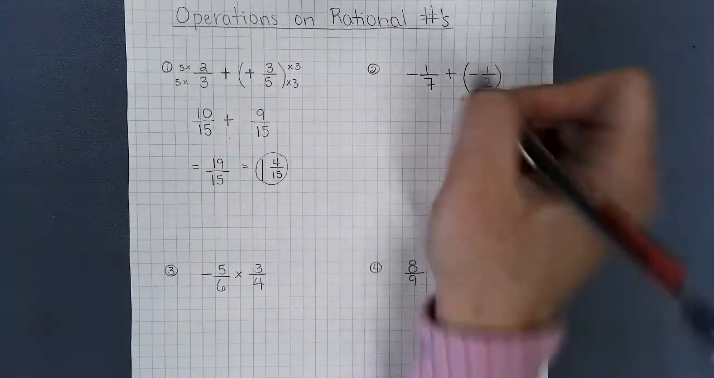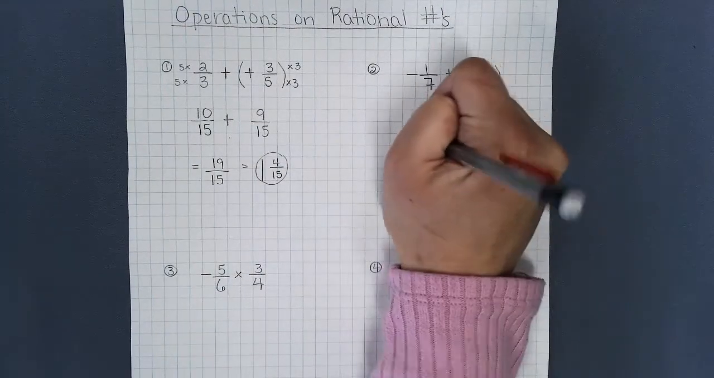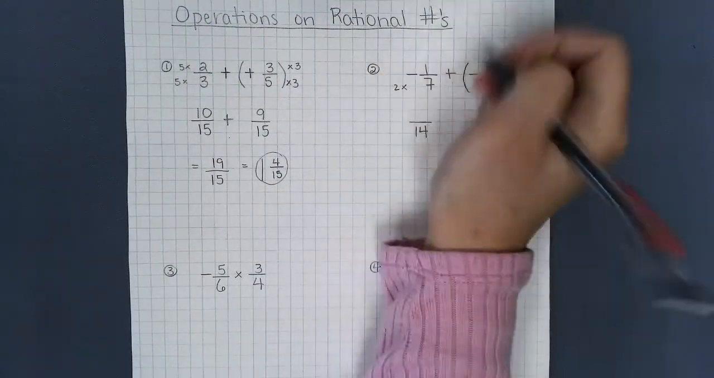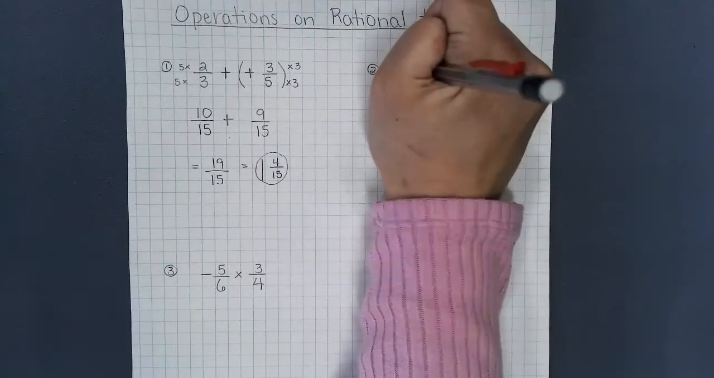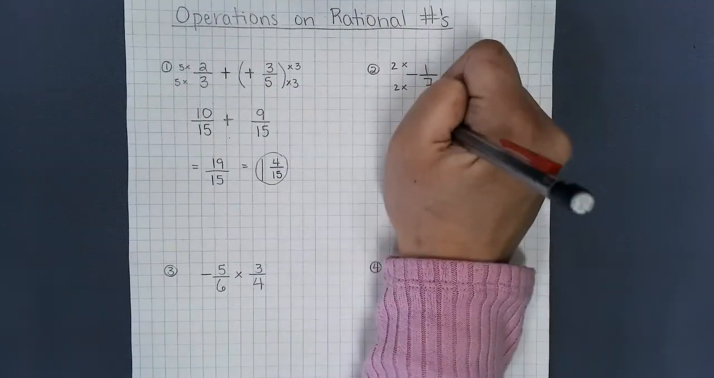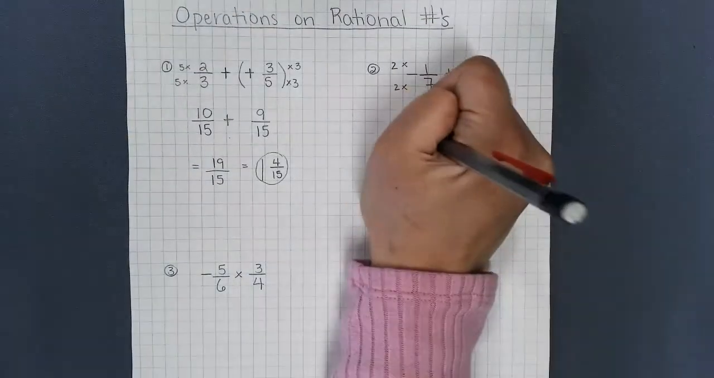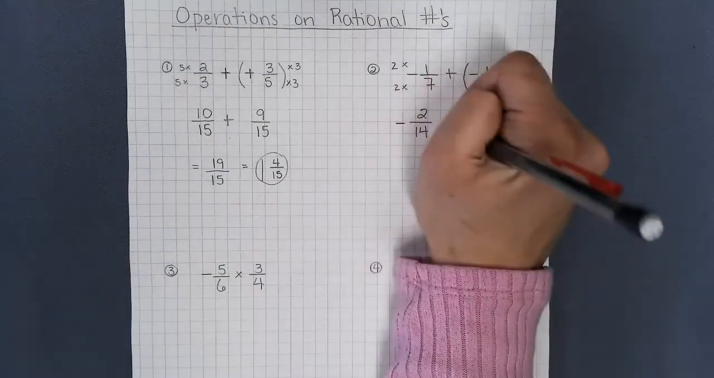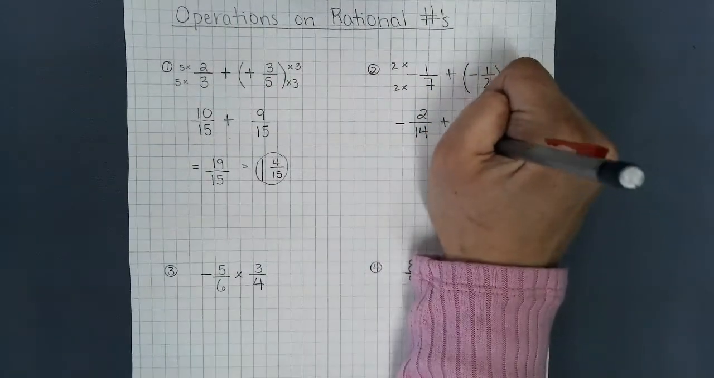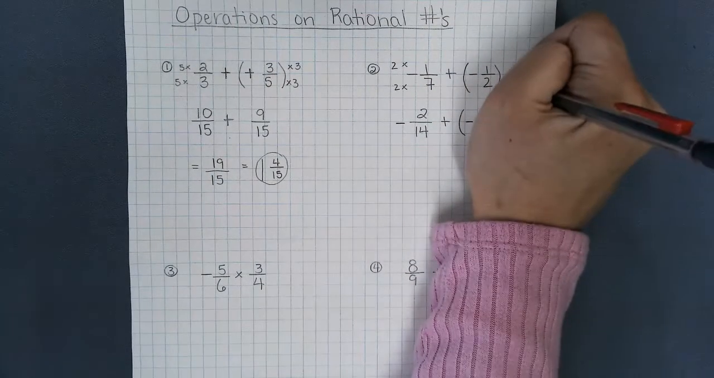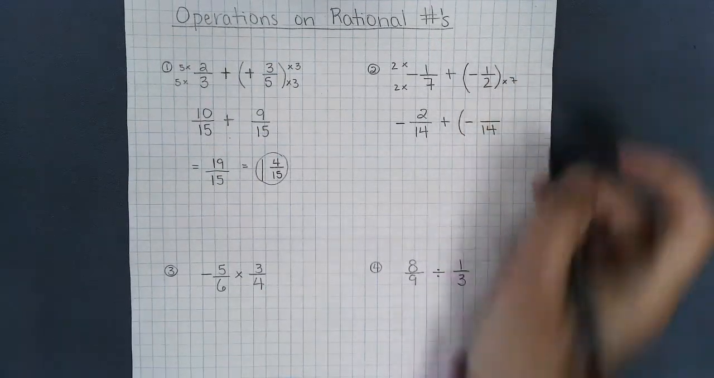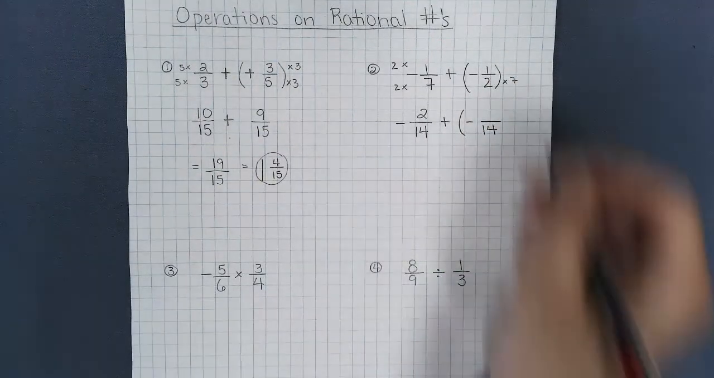I need to find a common denominator. The one that I'm going to use is 14ths, because I know 7 times 2 is 14, and 1 times 2 is going to give me a 2. Don't forget that our fraction is negative, so I need to keep that negative sign there. And I'm adding another negative fraction. 2 times 7 is 14. So there's my denominator. And 1 times 7 is 7.